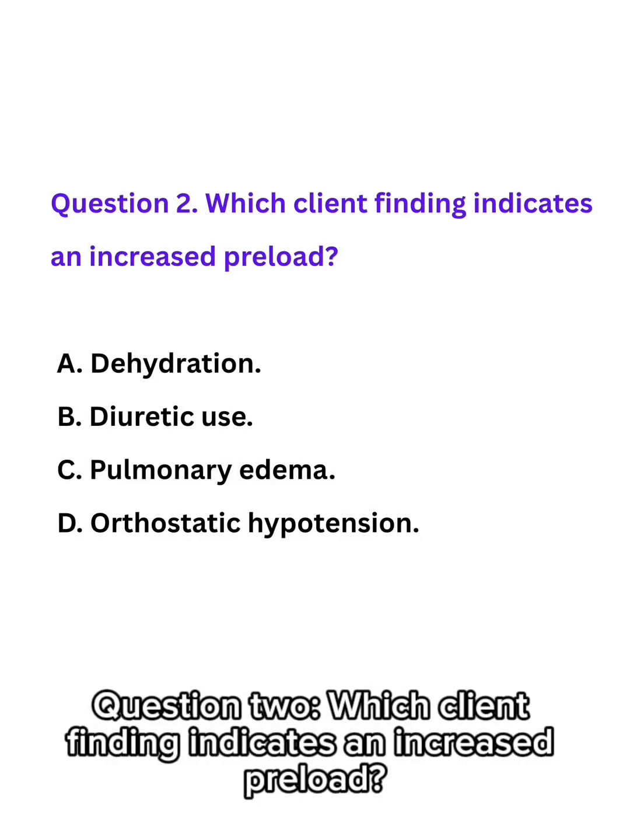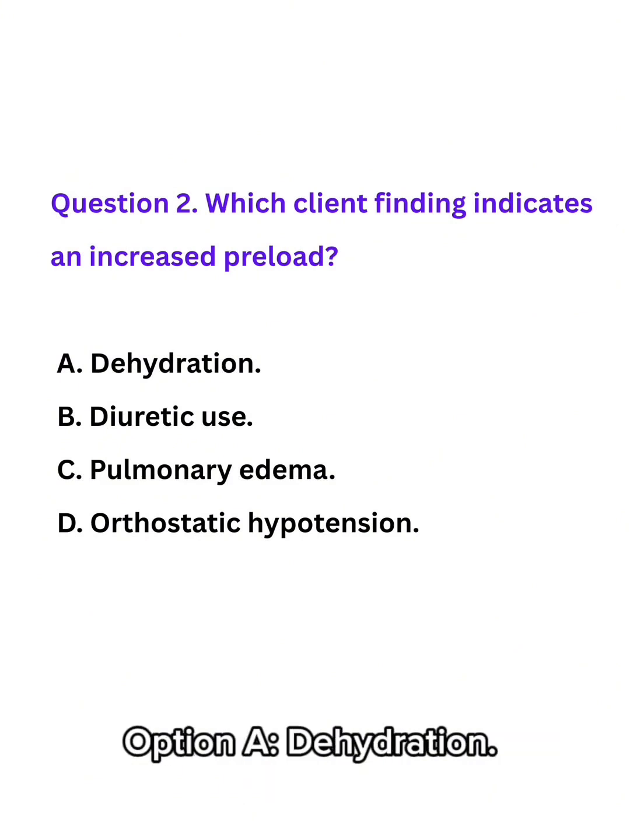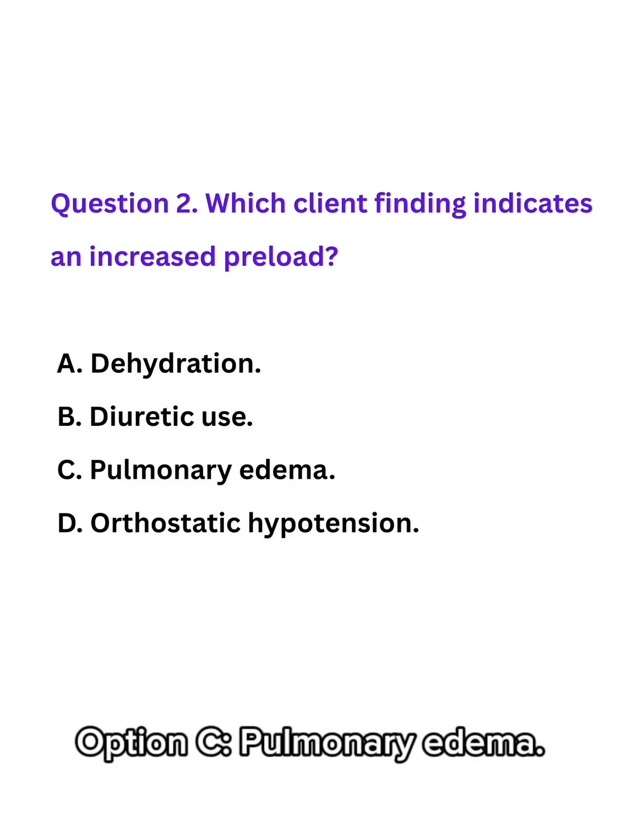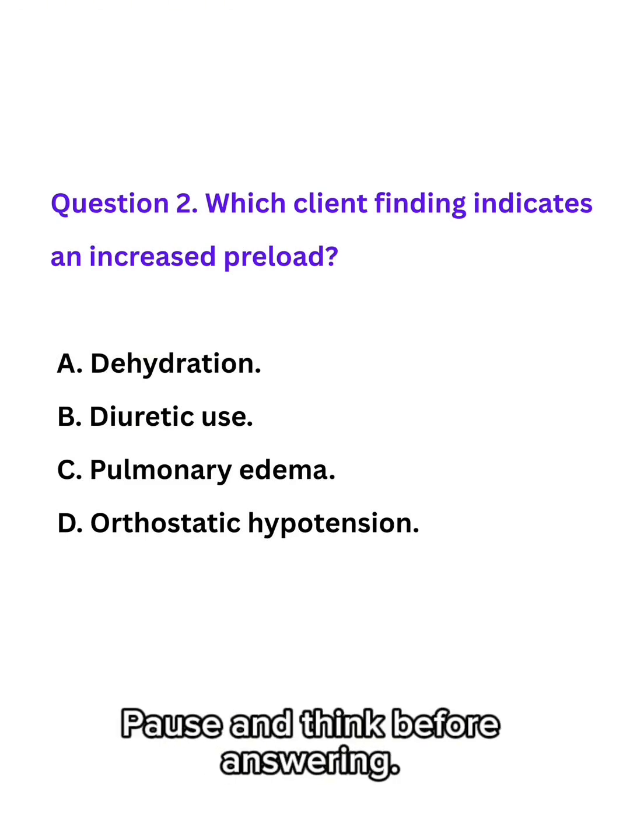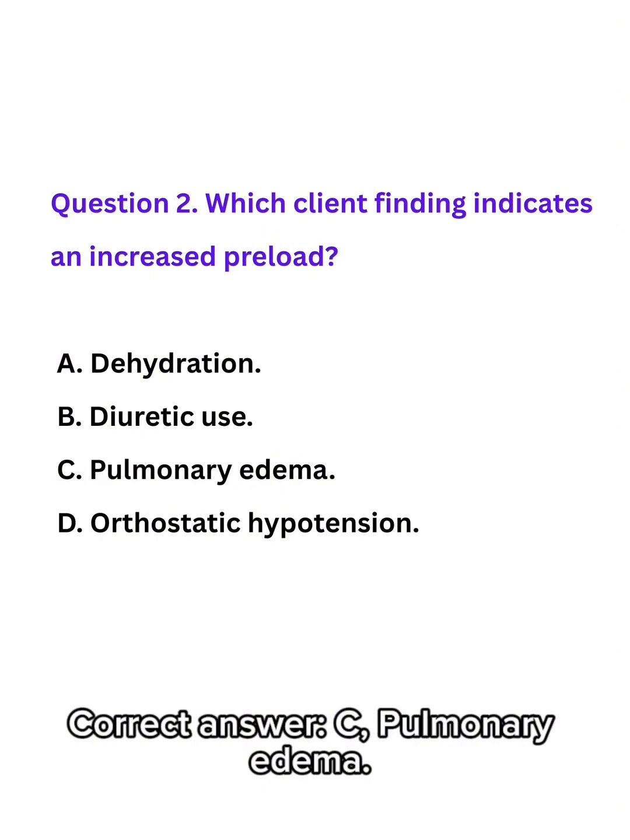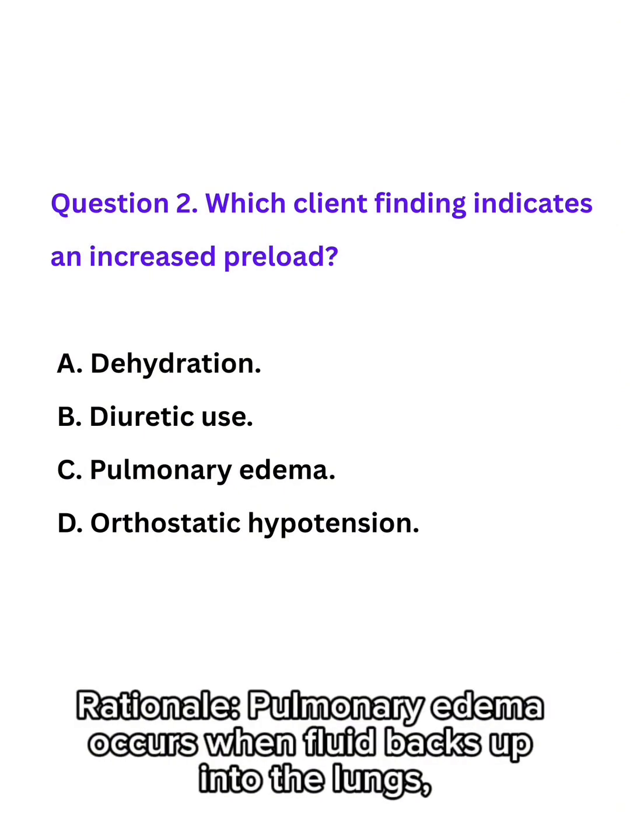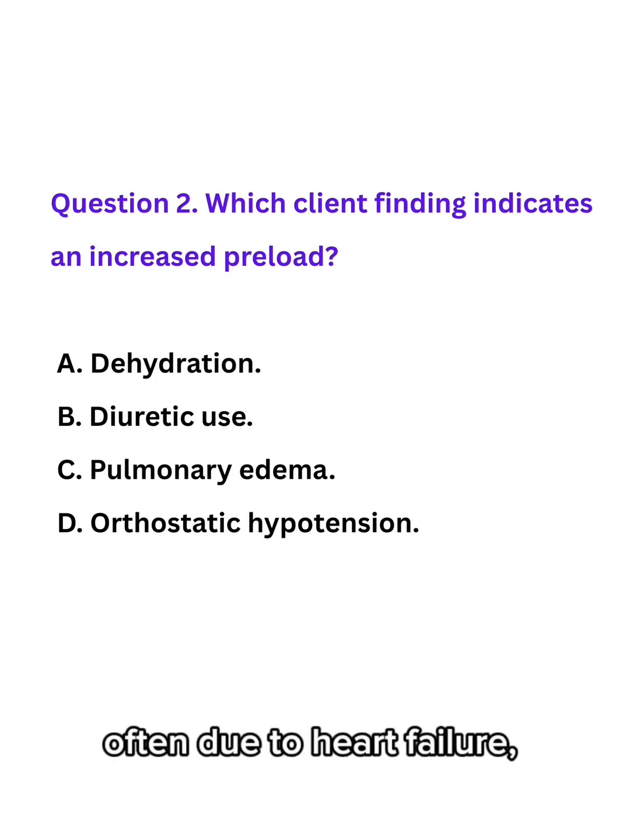Question 2. Which client finding indicates an increased preload? Option A, dehydration. Option B, diuretic use. Option C, pulmonary edema. Option D, orthostatic hypotension. Pause and think before answering. Correct answer, C, pulmonary edema. Rationale. Pulmonary edema occurs when fluid backs up into the lungs, often due to heart failure, causing increased preload.